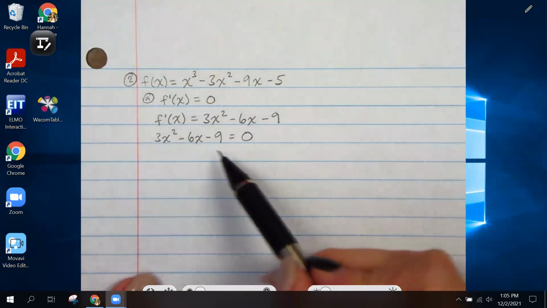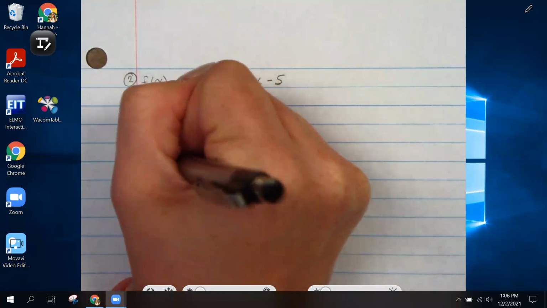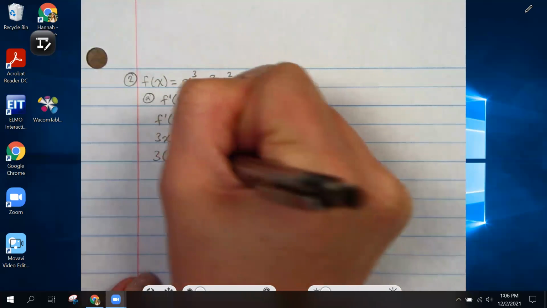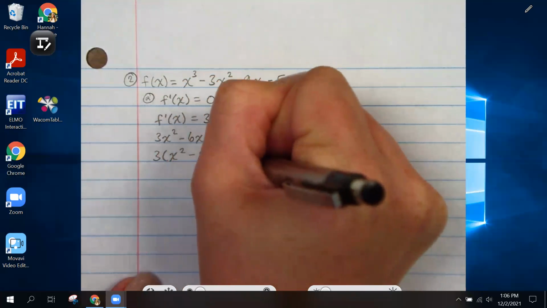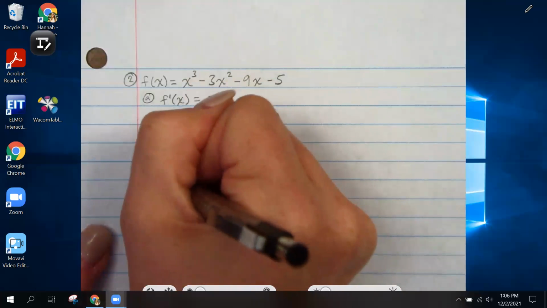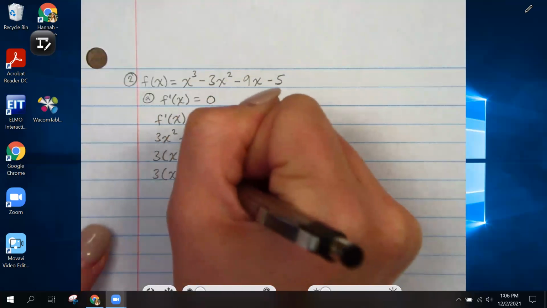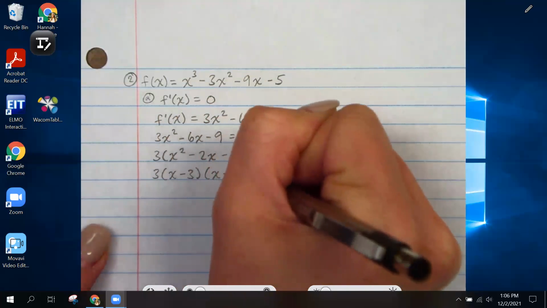To factor here, all 3 of these numbers are divisible by 3. So let's go ahead and factor out a 3. We get x squared minus 2x minus 3. And then we want to factor the quadratic. We can factor it into x minus 3, x plus 1.